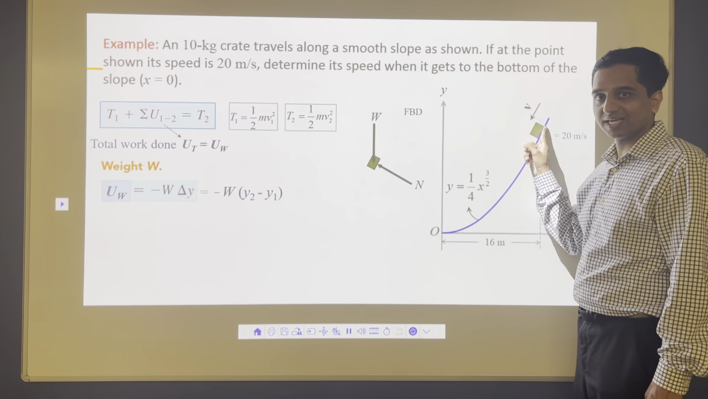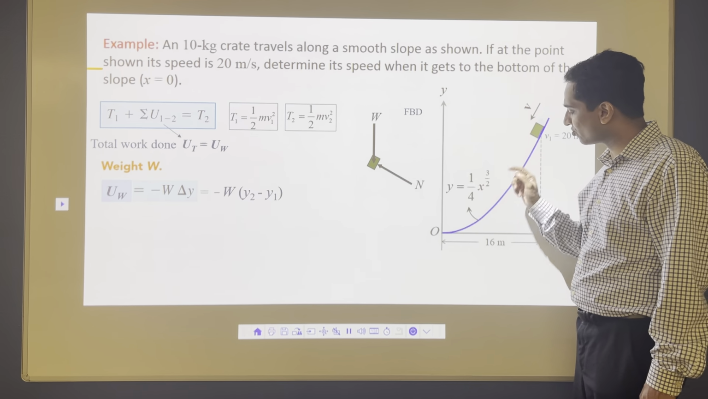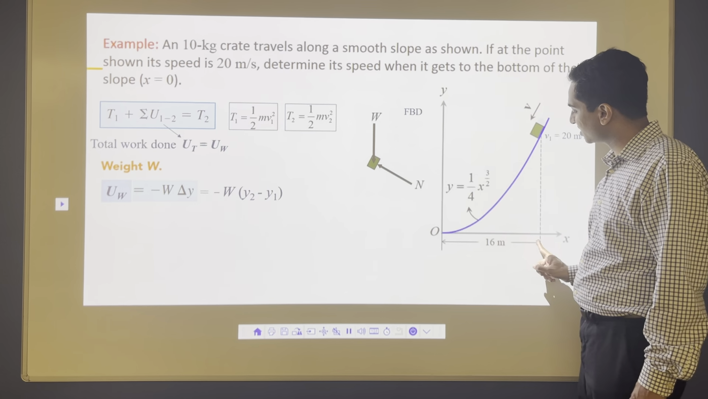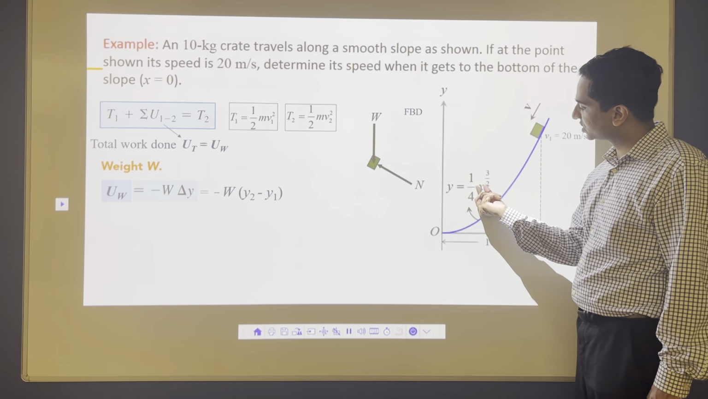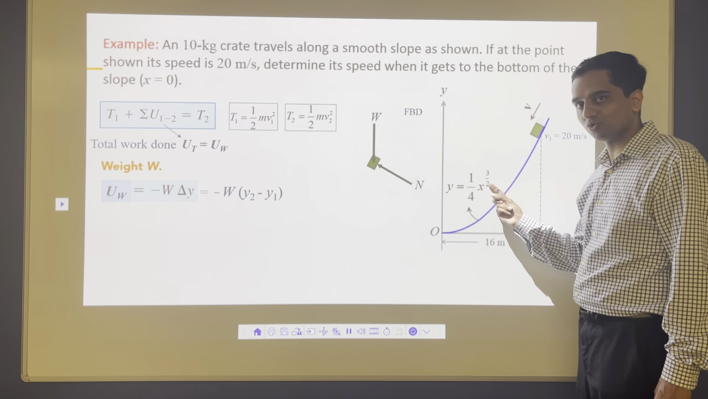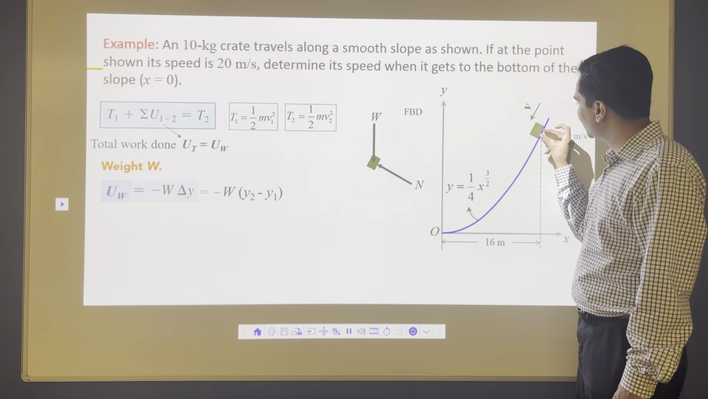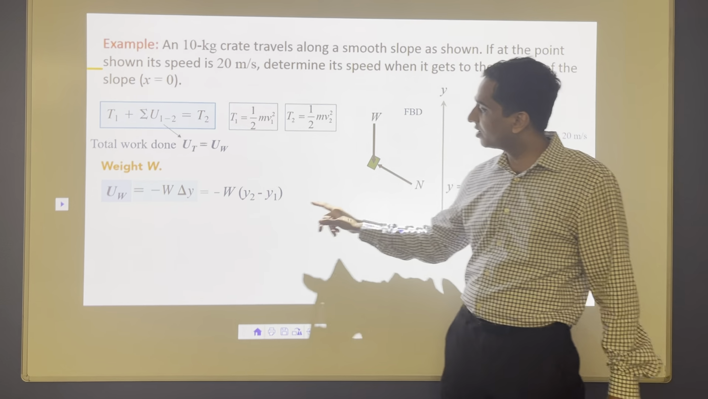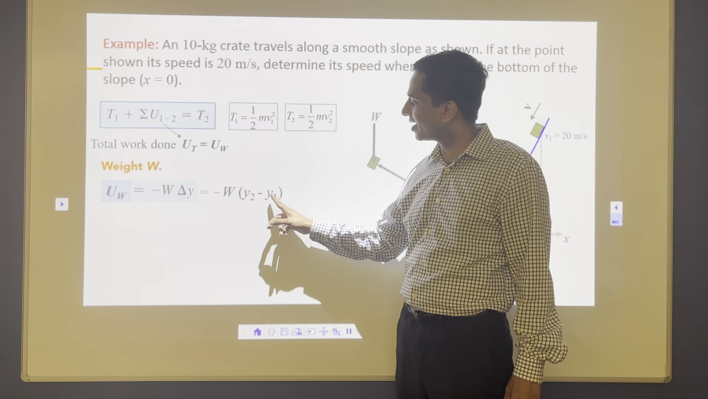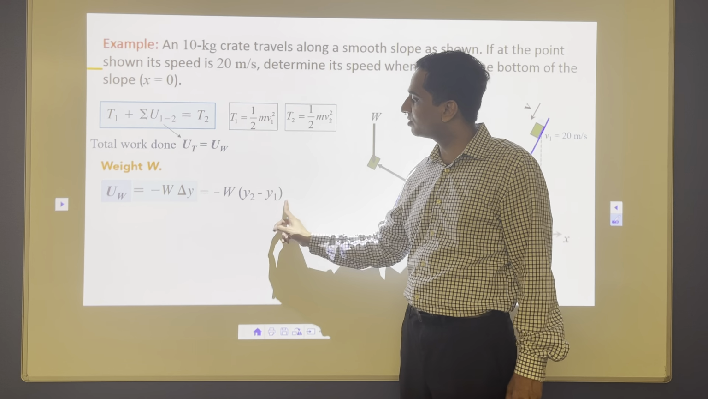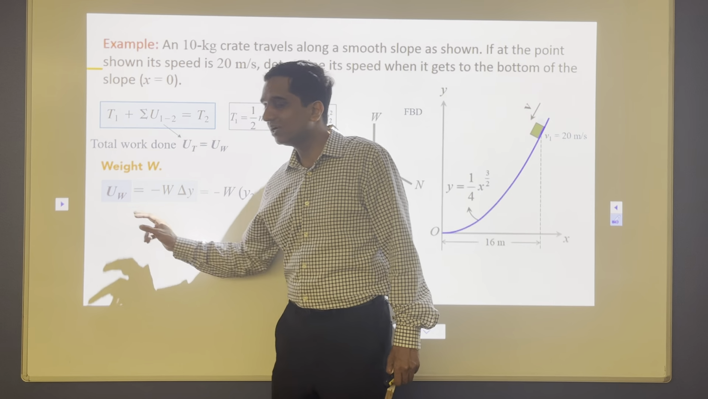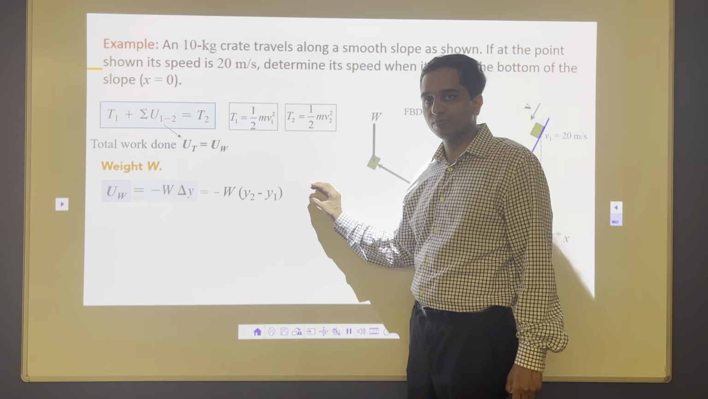Y1 is something, it has some value. What is the value of Y1? If I want to know, I'm going to put x equal to 16 here. Whatever x equals 16, 1 by 4, 16 raised to 3 by 2, whatever the value of y, that's my y, and that's going to be positive. So here y2 is 0, and 0 minus this value will become negative. Negative will become positive, so UW will be a positive value.